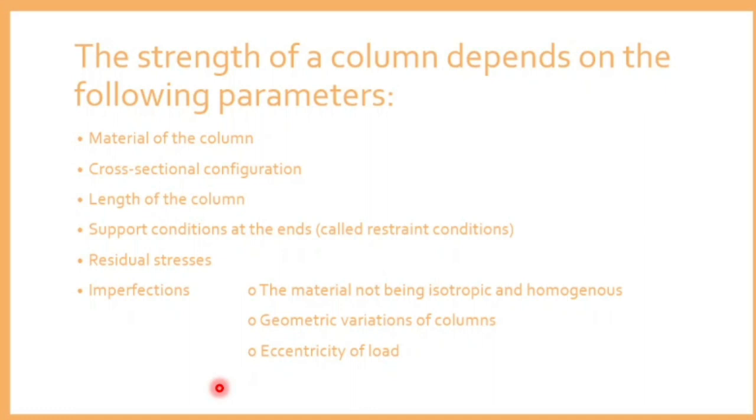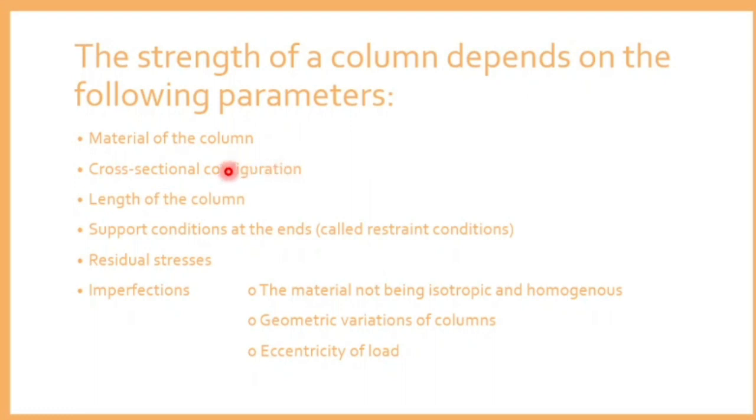It depends on these following parameters. If you change the material of a column, then you can increase or decrease the strength. If your column is 300 mm by 300 mm and you increase it to 300 by 450, then the strength increases. And if you reduce the dimension, it gets decreased. That is one: the cross-sectional configuration.